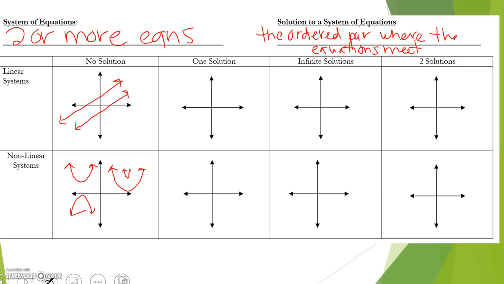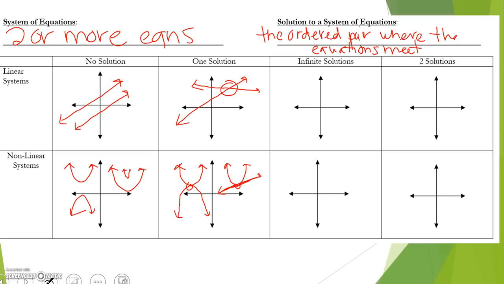One solution: they would meet once. So all you have to do is make two lines that meet in just one spot. For nonlinear systems, if I'm talking about two quadratics, the way that you can make them meet only once is if you had them just touching right there at the top. That is one solution. You can also have a quadratic and a line. The line would just skim along the side of the quadratic. It's called tangent, if you remember that from geometry.